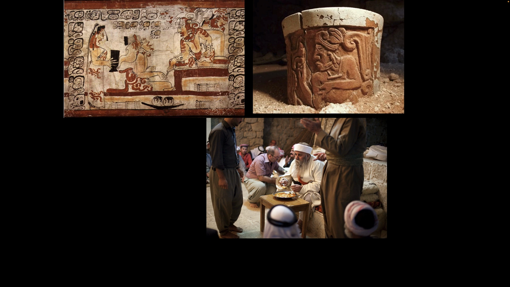Examples are how, in the pre-Columbian period, only the Maya nobility could consume cocoa, and they did so in special ritual vessels in the top 2 photos. And then the Baba Sheikh of the Yazidi hierarchy, who eats all of his meals ritually and seated apart from everyone else.